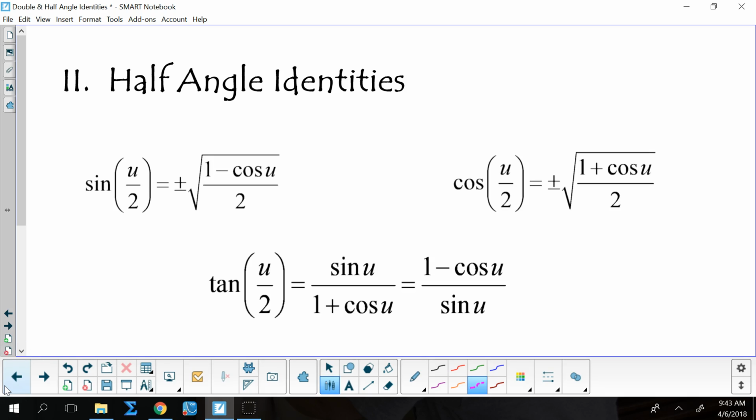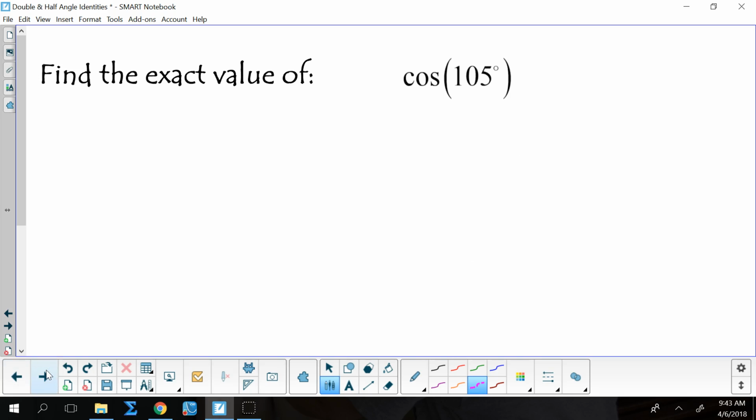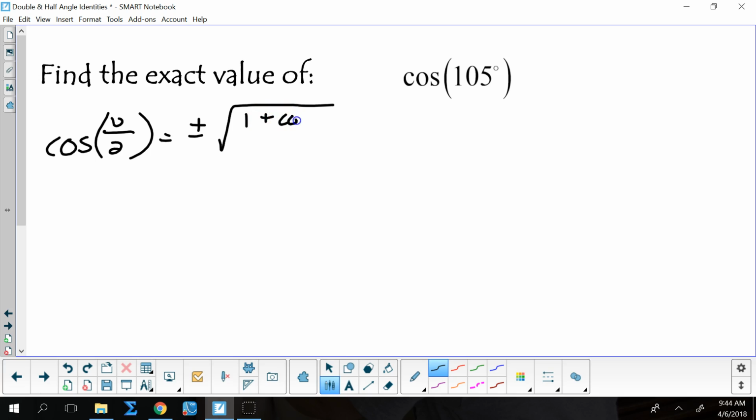Anybody need more time writing those down? Okay. All right. So, I want us to find the exact value of the cosine of 105 degrees. Okay? So the formula for the half angle of cosine would be, so the cosine of u divided by 2 is going to equal plus or minus the square root of 1 plus the cosine of u, all divided by 2.